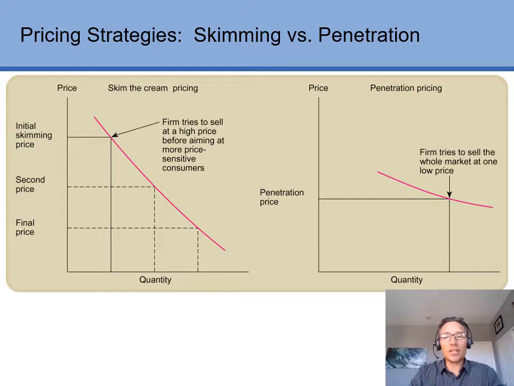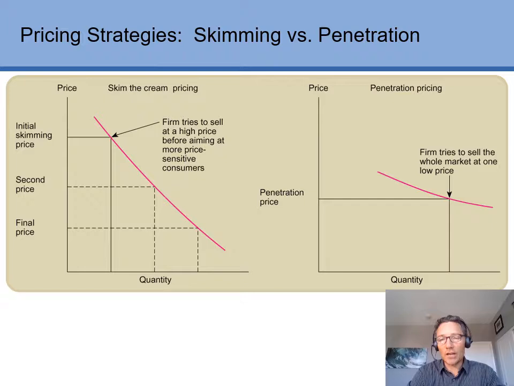And you'll see here on the graph on the left, it shows the initial skim price, a second price, a final price. So what you're doing is, if you have a product that the market demands and there's no competitors, then you can come in at a fairly high price. Now this might sound unethical, but we live in a capitalist society and it's a free market, so the pricing is really set by what the market will bear, supply and demand.